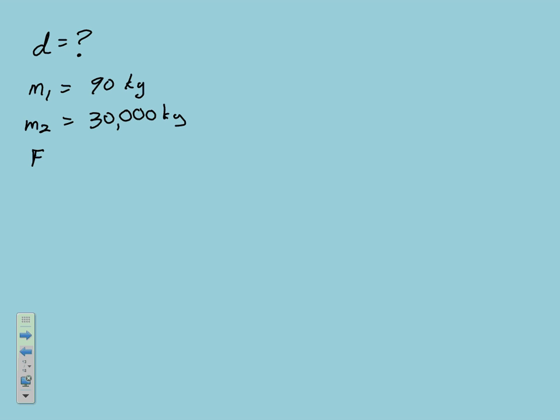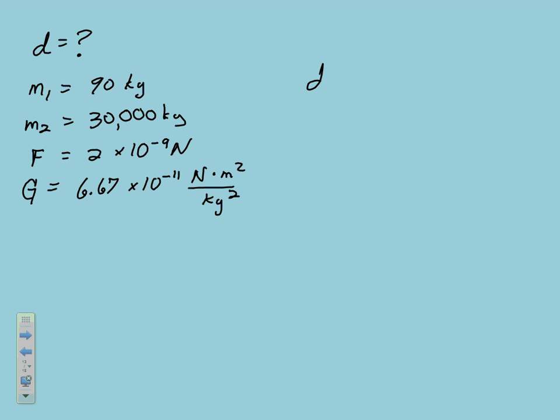The force between them is 2 times 10 to the negative 9th newtons. And G, if you write down these constants, you end up memorizing them without ever trying. 6.67 times 10 to the negative 11 newtons meters squared over kilogram squared. We had our rearranged equation. Let me rewrite it. The square root of G m1 m2 over F.